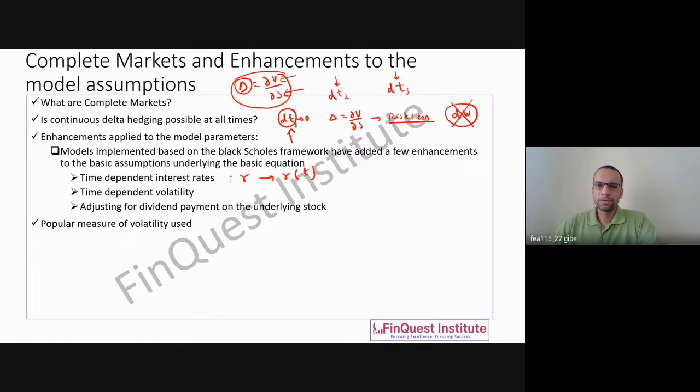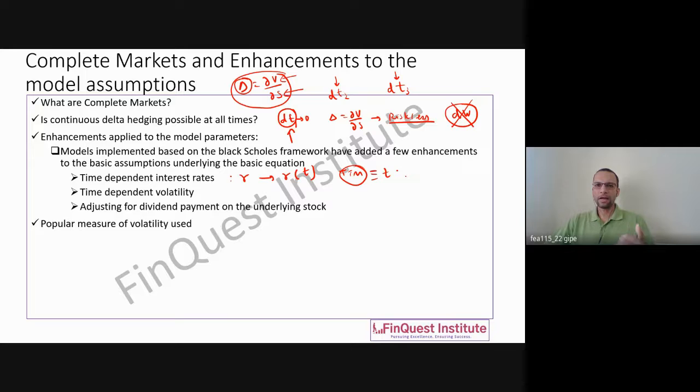Can you guess how this time dependency should work? For what tenor of rate should I be fetching the value of r? Because I need some value for small t. So what should be this t I should be looking at? Anyone? Okay. So I look at the time to maturity for my option. This small t, I try to equate with the time to maturity.